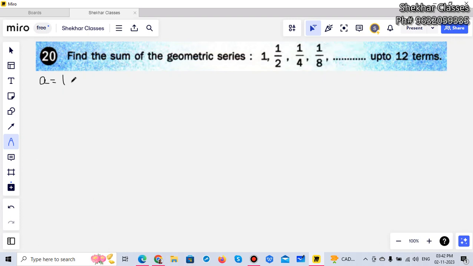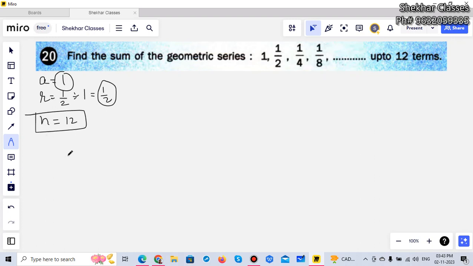So a is 1, and the common ratio, or simply the ratio, would be the second term, that is 1 upon 2, divided by 1. So it will be 1 upon 2 only. This is the common ratio. a is 1 and n is equal to 12. Fine. So how do we find the sum here?